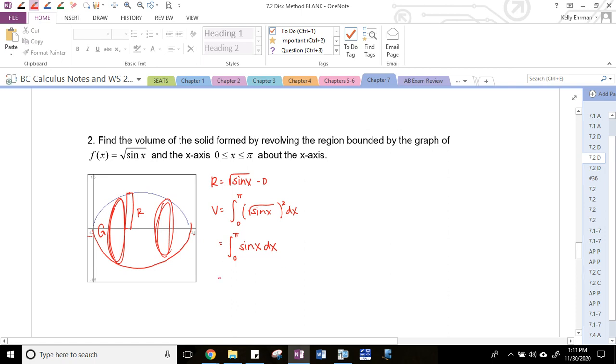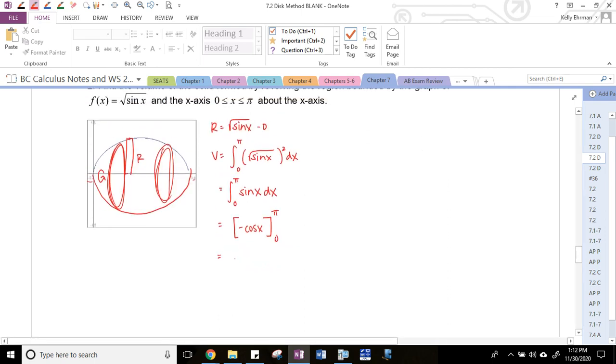I don't want to use my calculator on this one. The integral of sine is negative cosine. Remember, these are not guaranteed to be calculator problems, so it is important that you're able to integrate by hand, not forget how to do that. So this is negative cosine of pi, which is positive 1, minus cosine of 0, which is 1, and there's a negative sign in there already. So 1 plus 1, and look what I forgot. Sorry, guys. Pi. The answer is 2 pi.